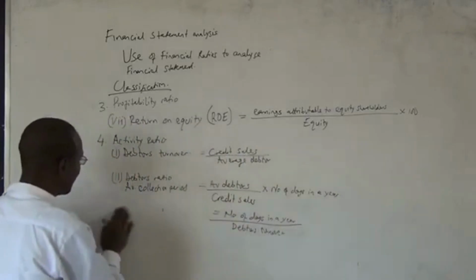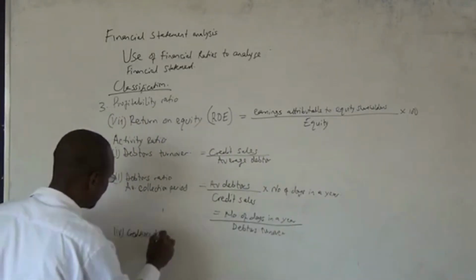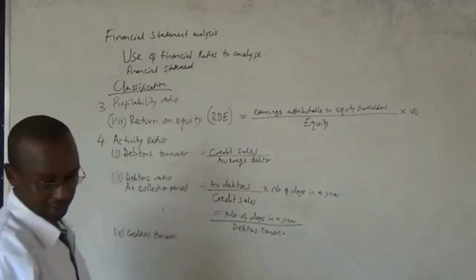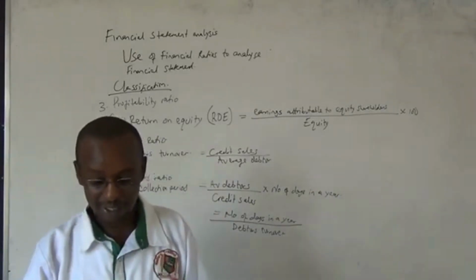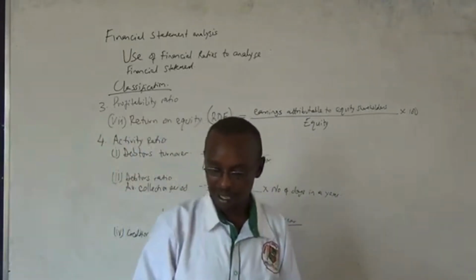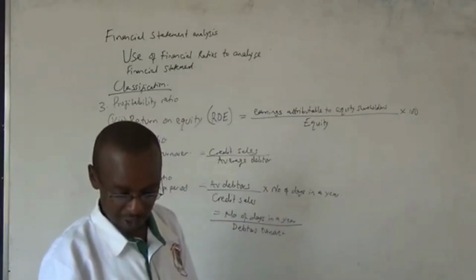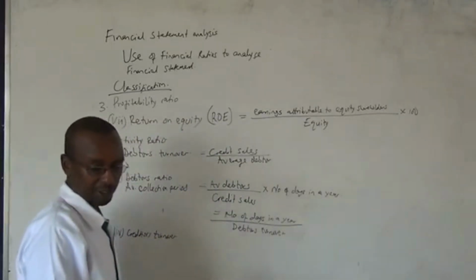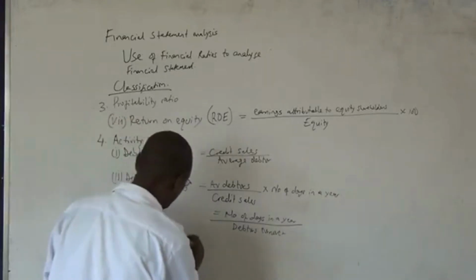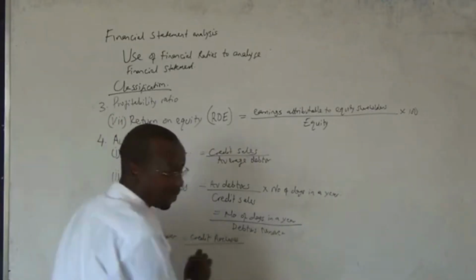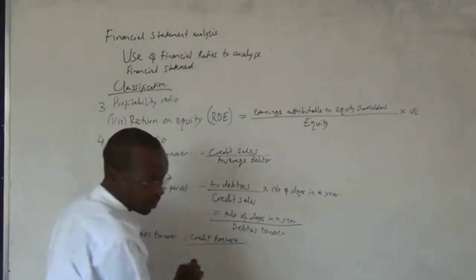Sawa. Then let's go to creditors turnover. Creditors turnover indicates the number of times creditors are paid by a company during a year. So creditors turnover is equal to credit purchases divided by average creditors.